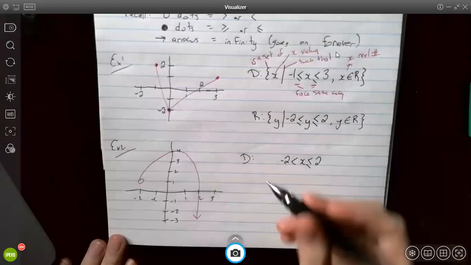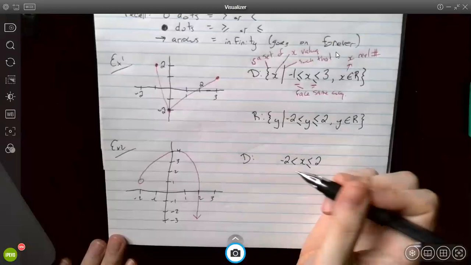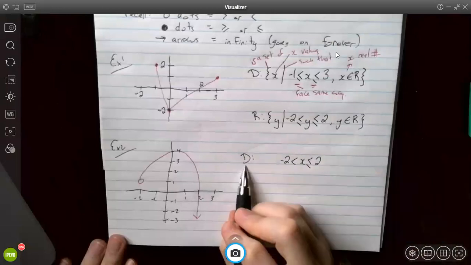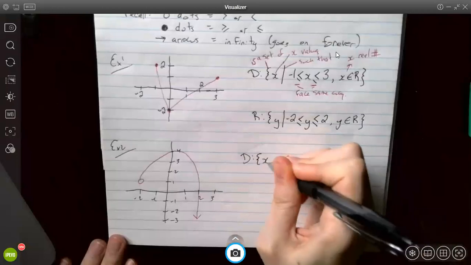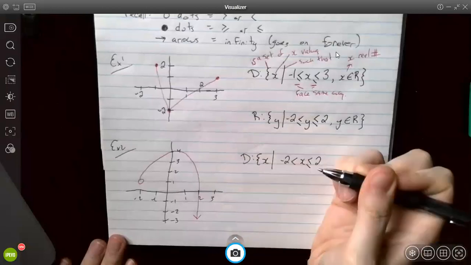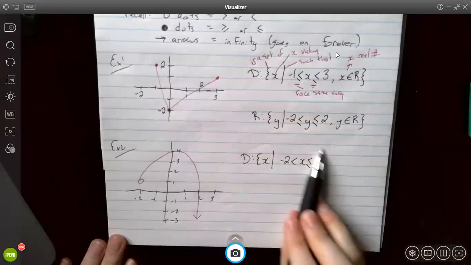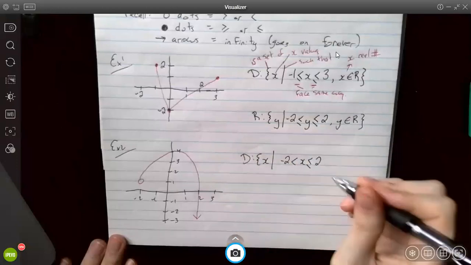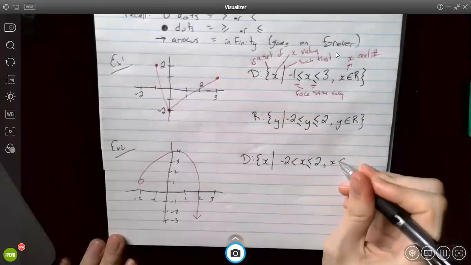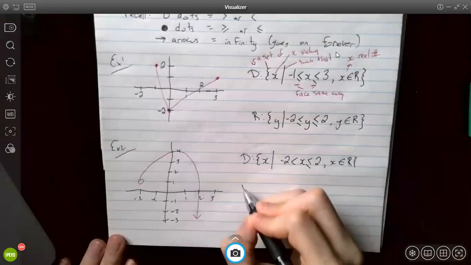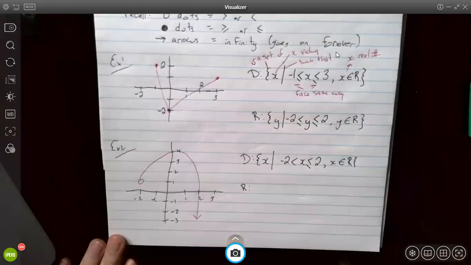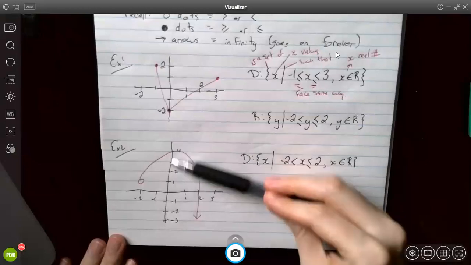And then we finish off our set builder's notation. So we say that the domain is a set of x values such that x is between -2 and 2, and x is a real number, and then close our squiggly bracket. Now let's try the range. Again, the range is how high or low something goes.